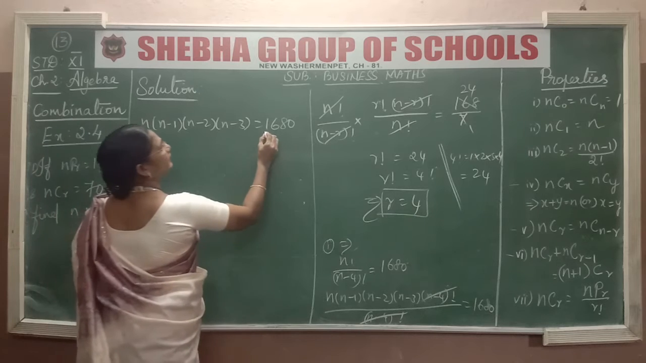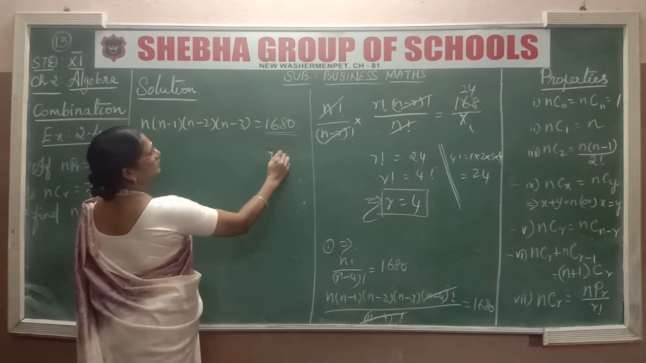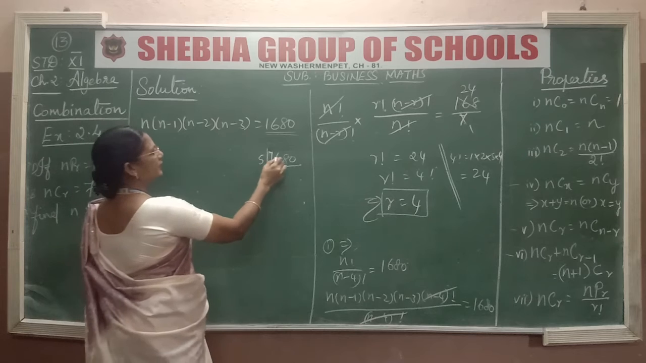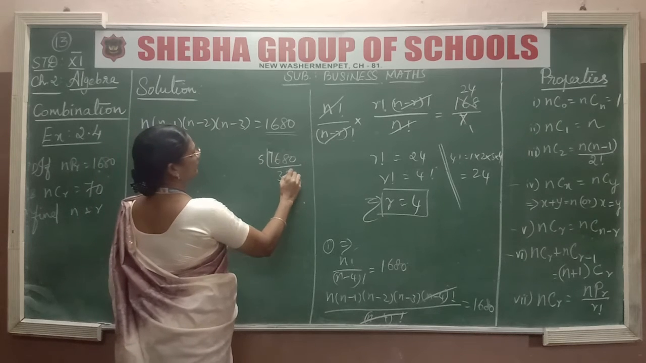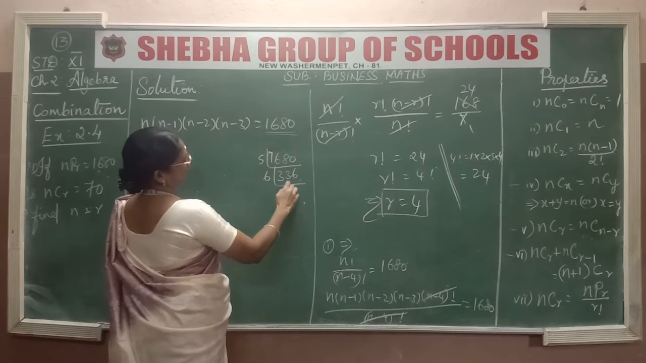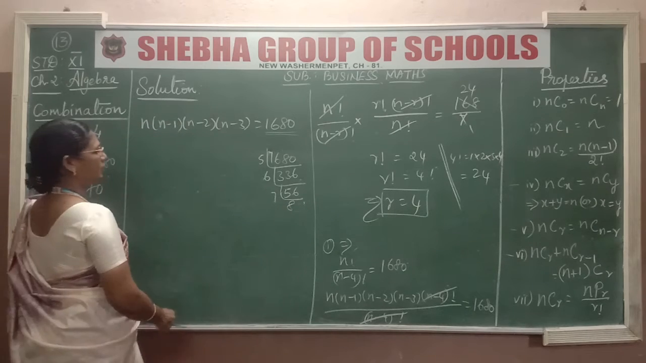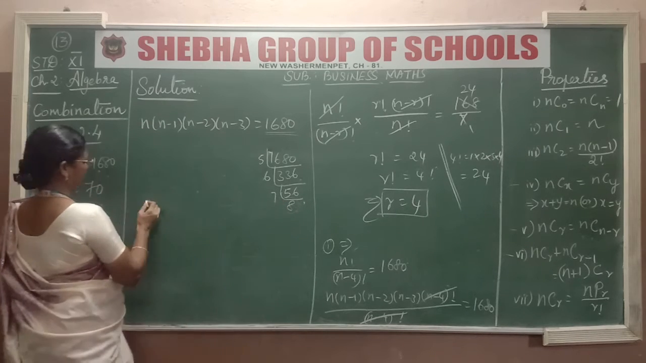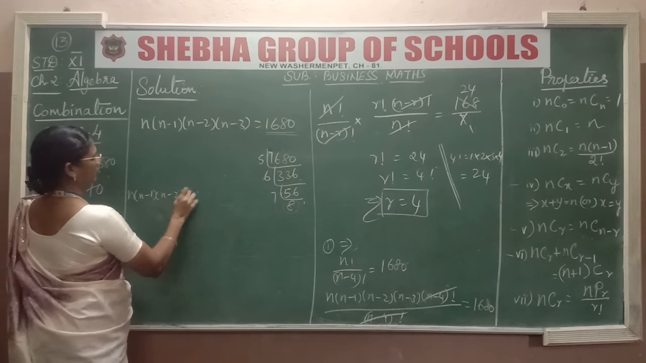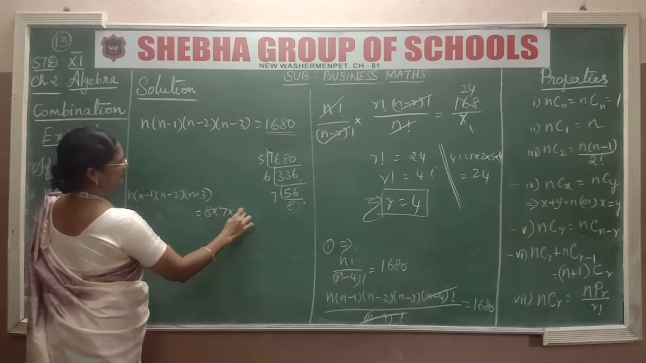Next, we write 1680 as a product of 4 consecutive numbers. So first divide by 5, we get 336, then divide by 6, we get 56, and so 5 times 6 times 7 times 8. Okay, first write the biggest number, that is n into n minus 1 into n minus 2 into n minus 3 equal to 8 into 7 into 6 into 5.